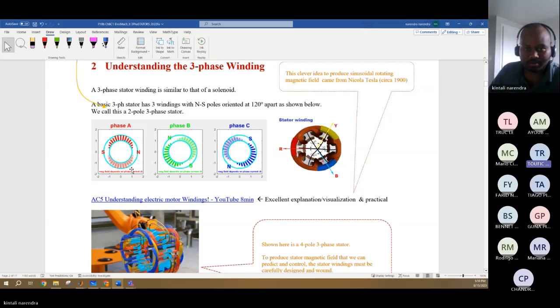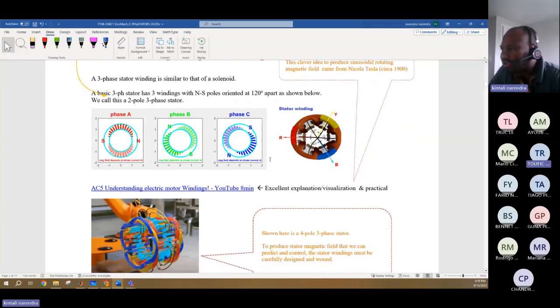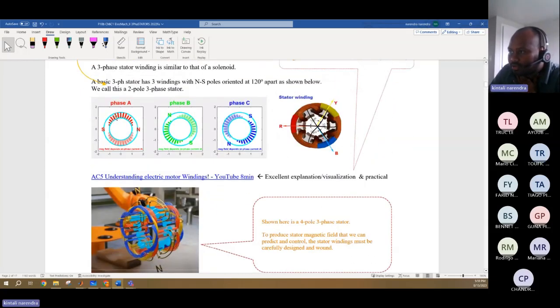So in electronics or in the electric vehicle, instead of speaking about magnetic fields, we speak about current, which in turn controls the magnetic field. That's what we do. So these are coils.